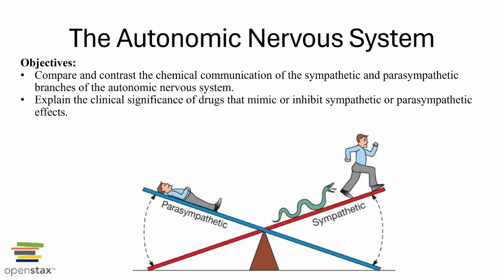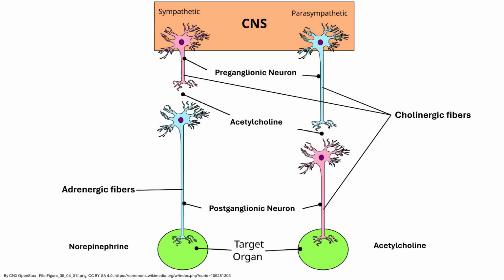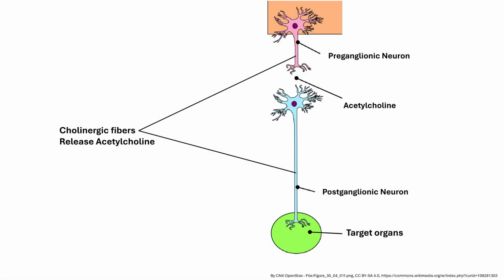In this video, you will learn about chemical communication in the autonomic nervous system. Let's start by looking at the neurons that release the neurotransmitters acetylcholine and norepinephrine. Cholinergic fibers are axons that release acetylcholine.